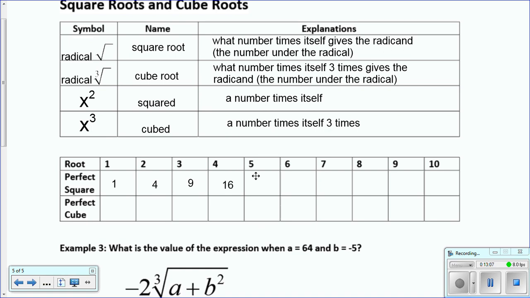4 times 4 is 16. 5 times 5 is 25. 6 times 6 is 36. 7 times 7 is 49. 8 times 8 is 64. 9 times 9 is 81. And 10 times 10 is 100.